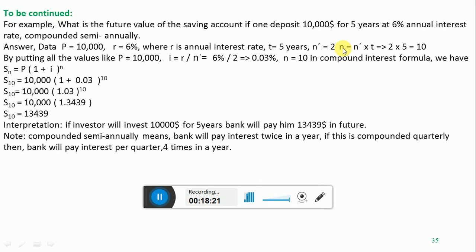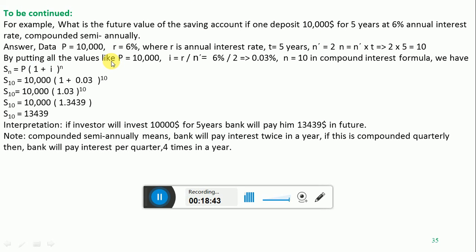How can one compute it? N is equal to N prime multiplied by T. It means the number of compounding periods per year multiplied by the total number of years. So the number of compounding periods per year is 2, the total number of years is 5, and 2 multiplied by 5 is 10. It means the bank will pay interest to the investor 10 times in 5 years.